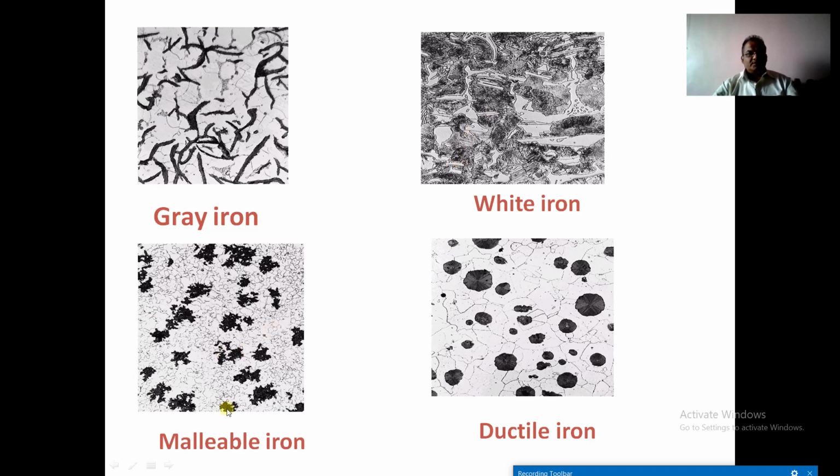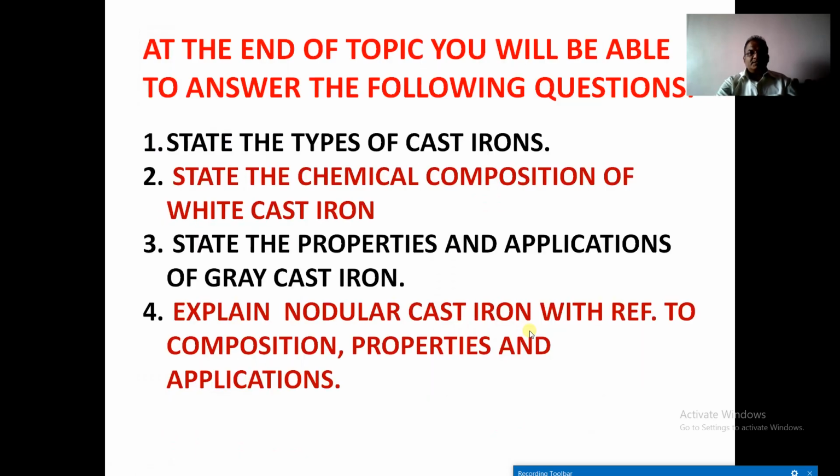Then we move towards malleable cast iron, whose structure may be called a bullseye structure. Here also you are finding some clusters of the free form of carbon. Then the next one is ductile cast iron. Here you are observing the carbon accumulated in the form of globules or spheroids. That's why it is called ductile cast iron. So depending upon this, there are changes in the properties.